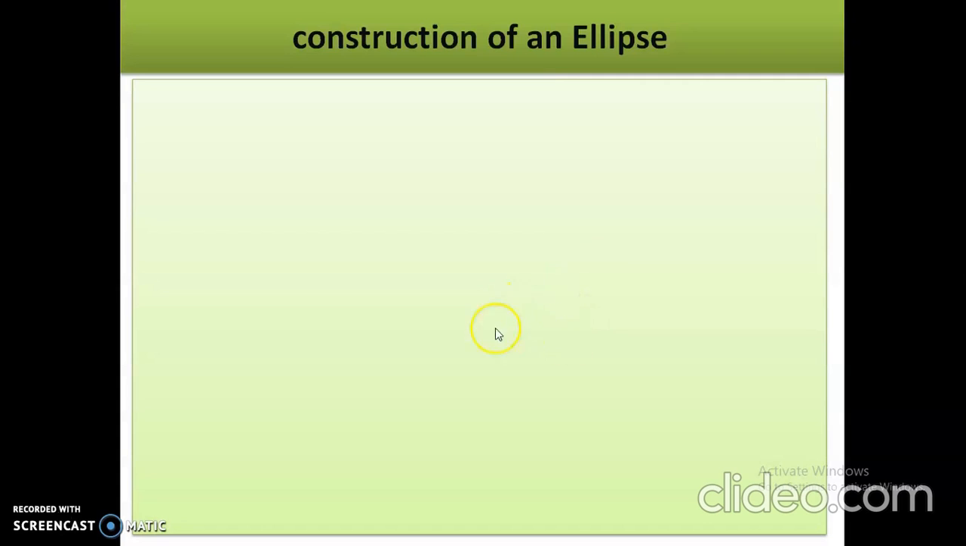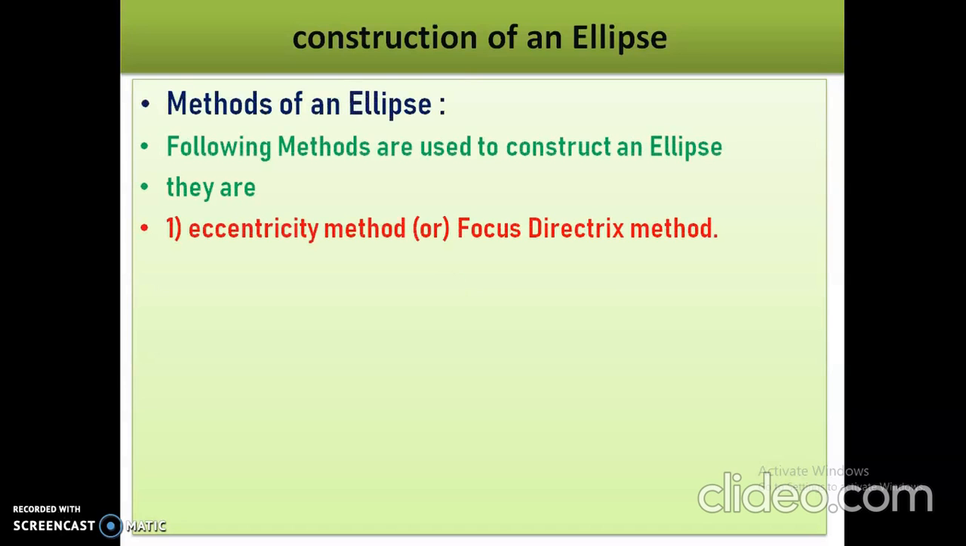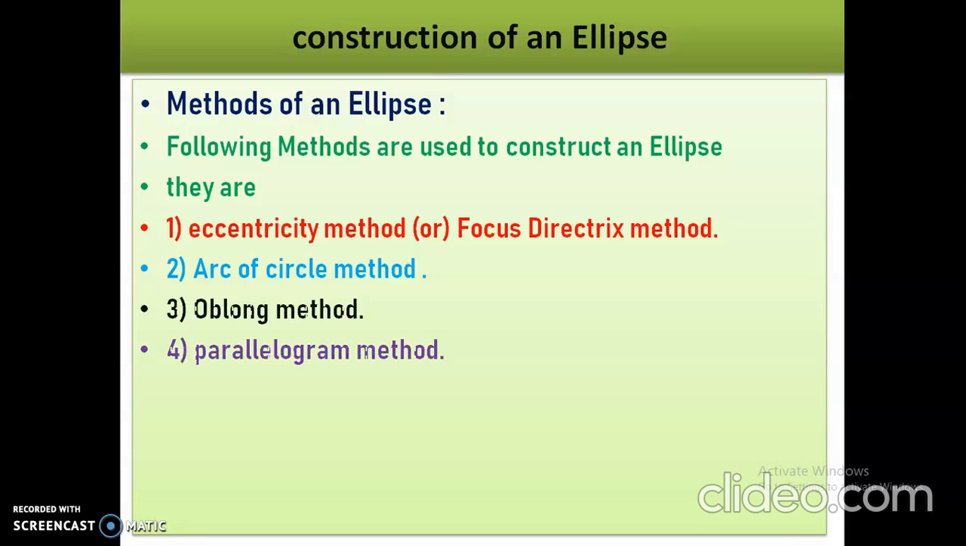They are: eccentricity method or focus directrix method, that is the first method. Second one, arcs of circle method. Third one, oblong method. Fourth one, parallelogram method. Fifth one, concentric circle method. So these are the 5 methods we generally have for constructing an ellipse.